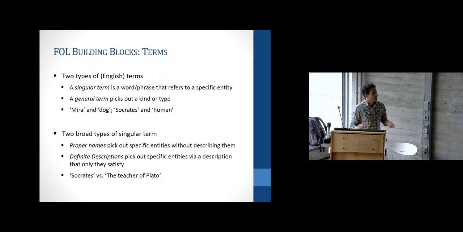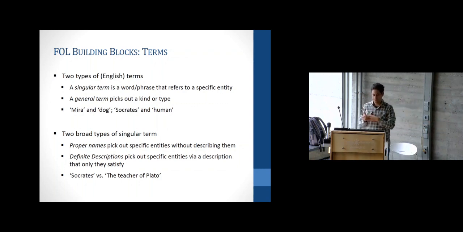Among these singular terms, like Mira and Socrates, people make an extra distinction. We distinguish between what are called proper names. Proper names pick out a specific entity without describing it. So think about just names, like Socrates. Socrates picks out that person, Socrates, and Michael picks out Michael here. And we compare that to definite descriptions, and these are basically descriptions in English whose job is to pick out a particular person. So Socrates was the teacher of Plato.